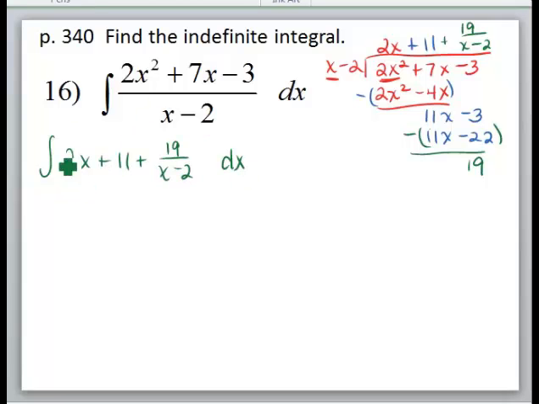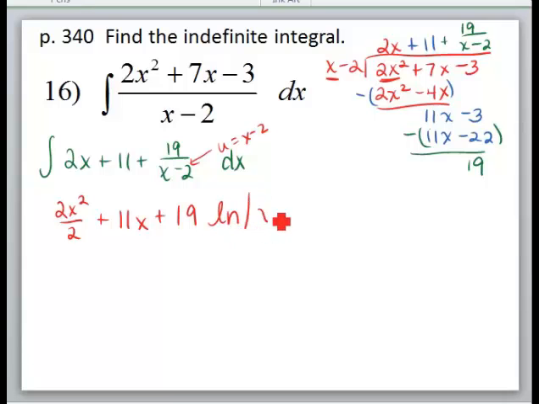And now we're ready to go ahead and integrate this. So I will raise the first one by 1 and put it over that new power, plus 11x, plus I have 19. This is really, you're creating a u statement. u equals x minus 2, except that du is equal to dx, so it doesn't really make a difference, and we can just go ahead, well, it's the ln of absolute value of x minus 2 plus c.